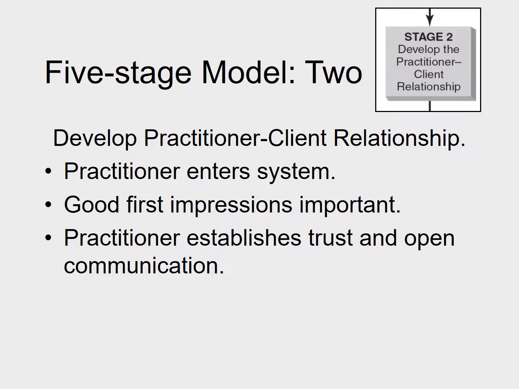Stage 2 is that the change agent now needs to develop the practitioner-client relationship. So the practitioner is entering the system at this point. Now this can be an external or an internal consultant, but for both of them, the phase is pretty much the same. It's negotiating what powers do I have as the change agent, what change are you wanting, what are you willing to put in as far as resources into this change, so what are the parameters. So good impressions are fairly important, and really what's happening here is the practitioner, whether internal or external, is basically establishing an initial relationship of trust and open communication with the upper levels of the organization, those that are driving the need for this change.